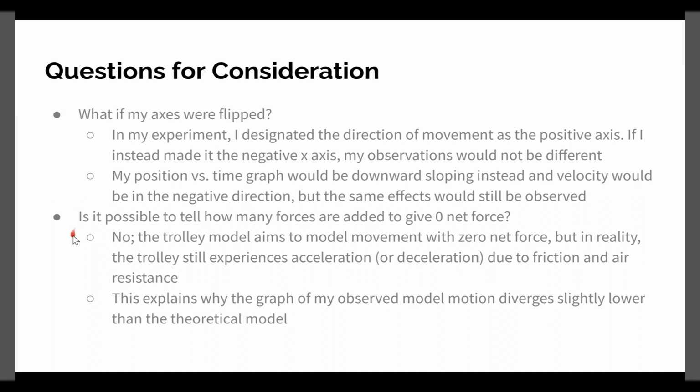Is it possible to tell how many forces are added to give a 0 net force? No, in this case, because even though I tried to minimize the effects of any outside friction or air resistance through the trolley, there was still some acceleration or deceleration due to friction and air resistance, as shown in the graph of my observed model. That shows why it diverged slightly lower than my theoretical model in my compared graph.